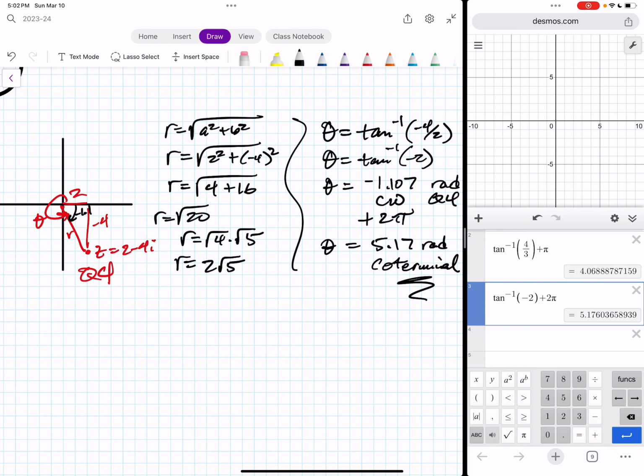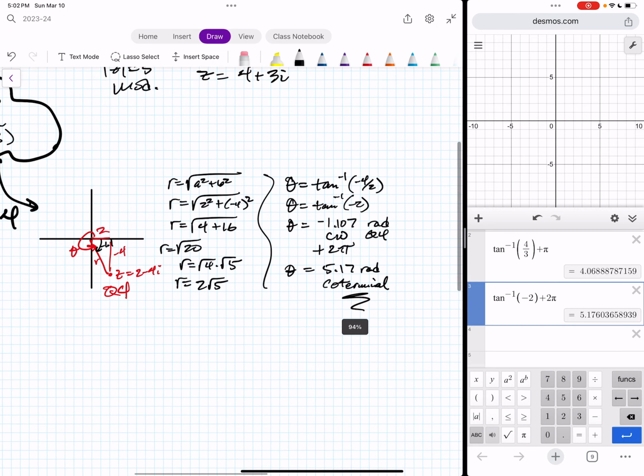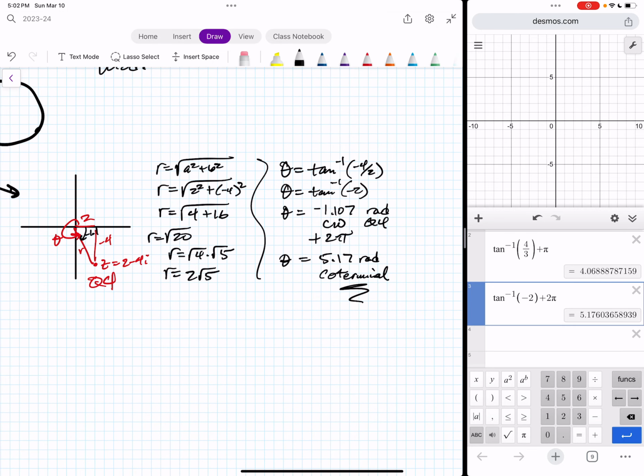This should make sense because we've been building concepts, right? This is the reason why we talked about coterminal angles, because we need them. So now our final answer in trig form is 2 root 5 times cosine of 5.17 radians, plus i sine 5.17 radians. And that is your trig form.